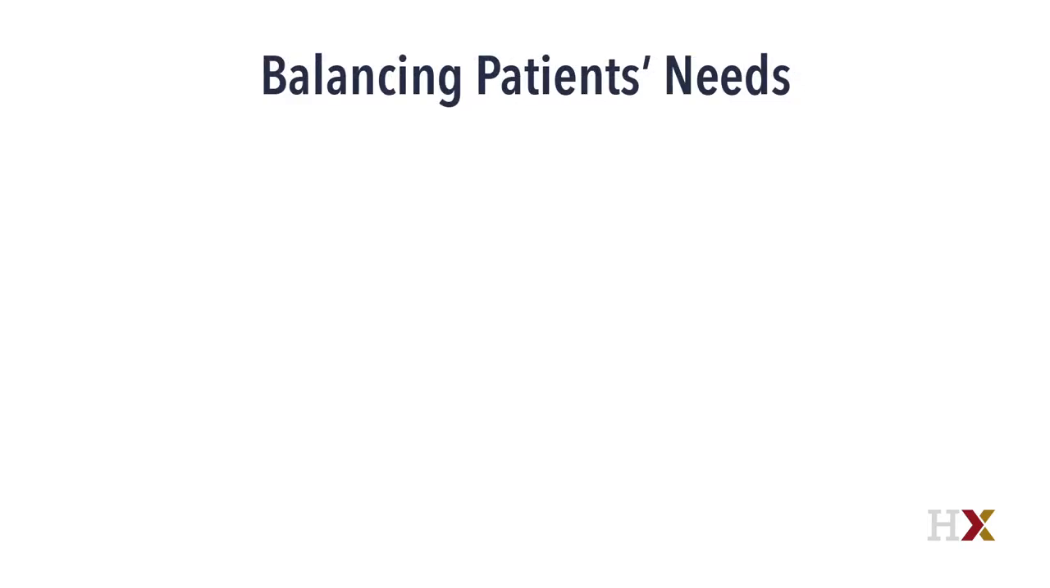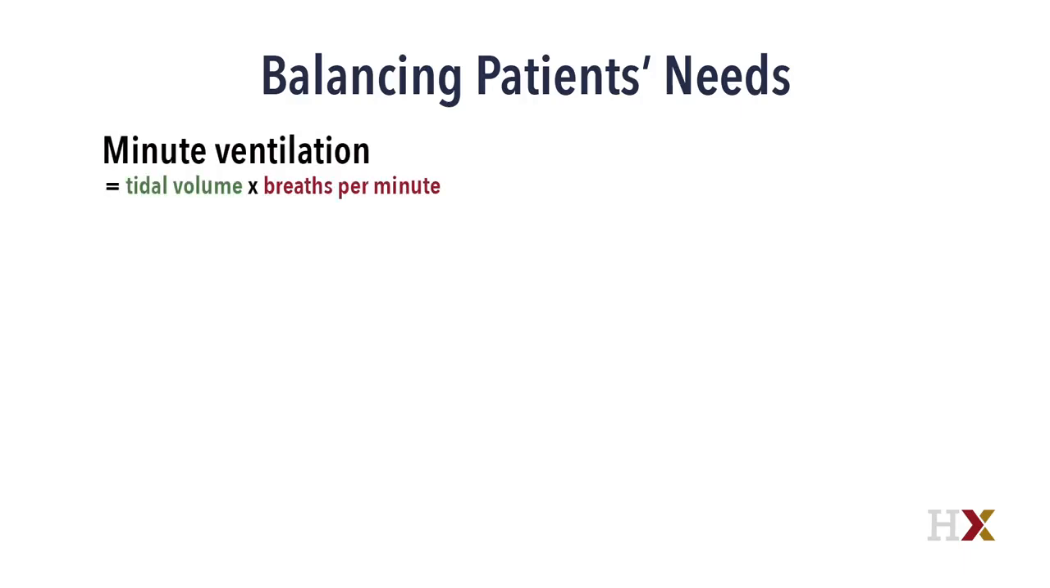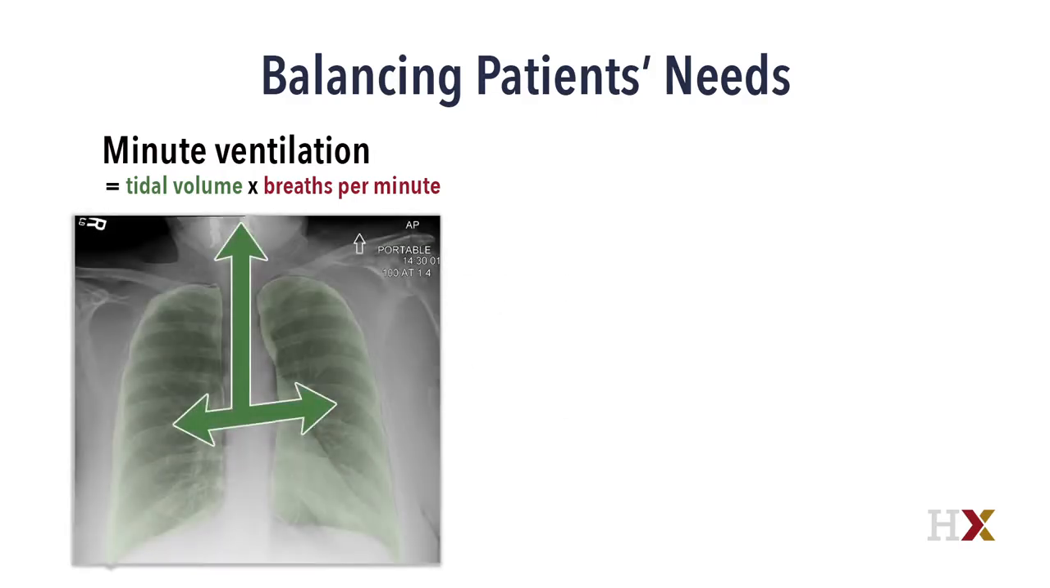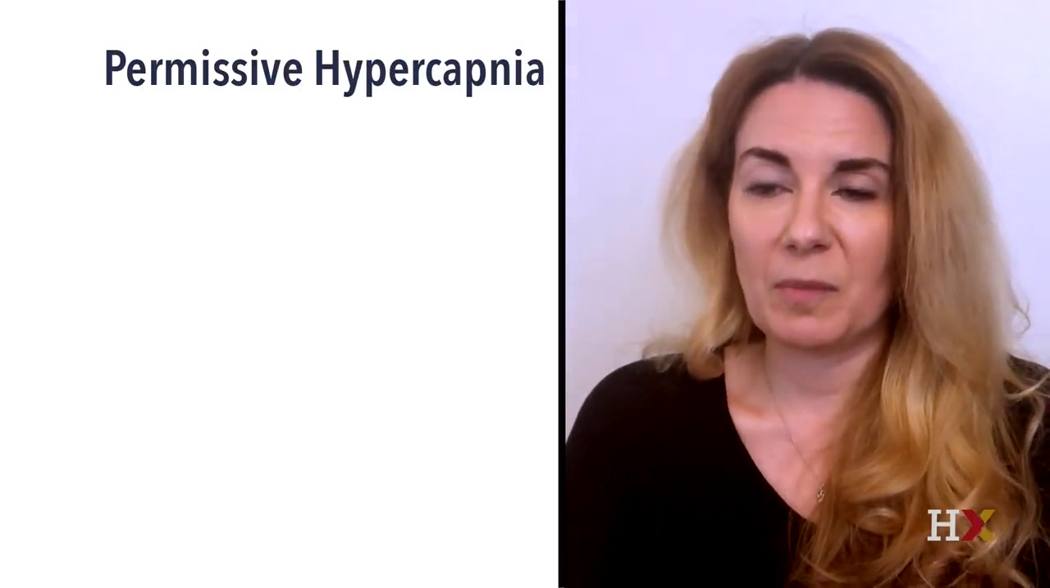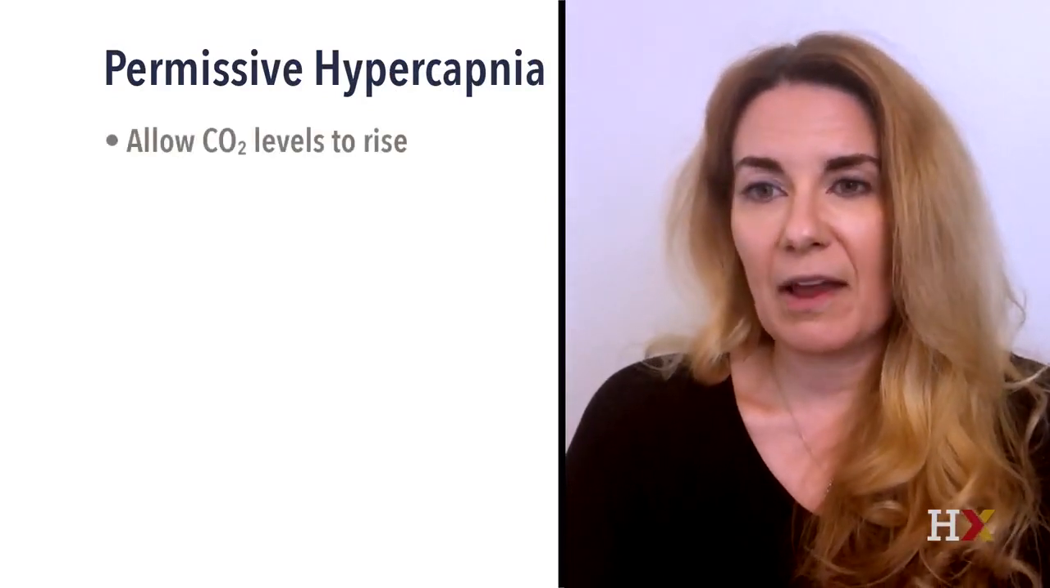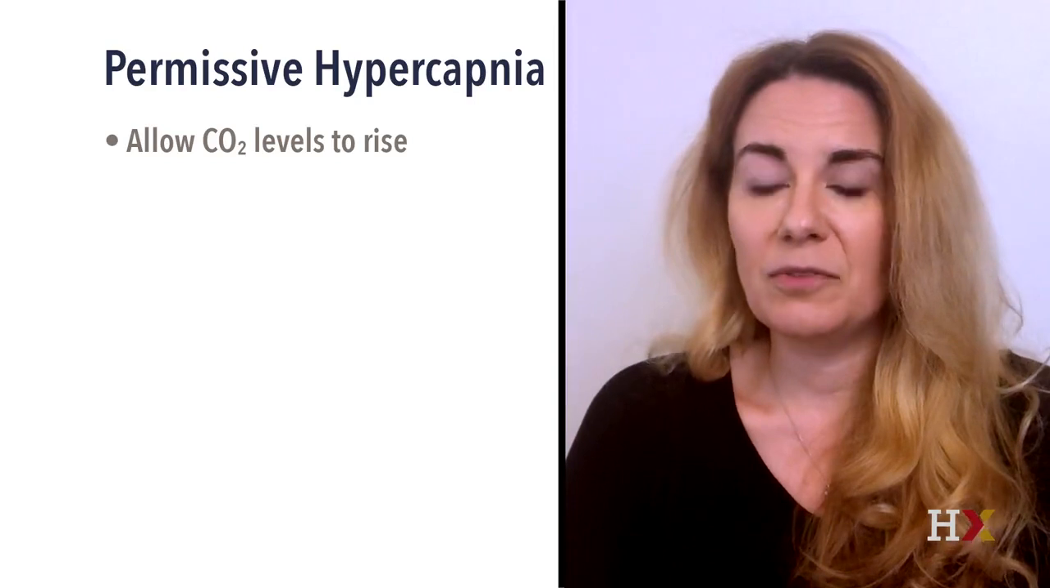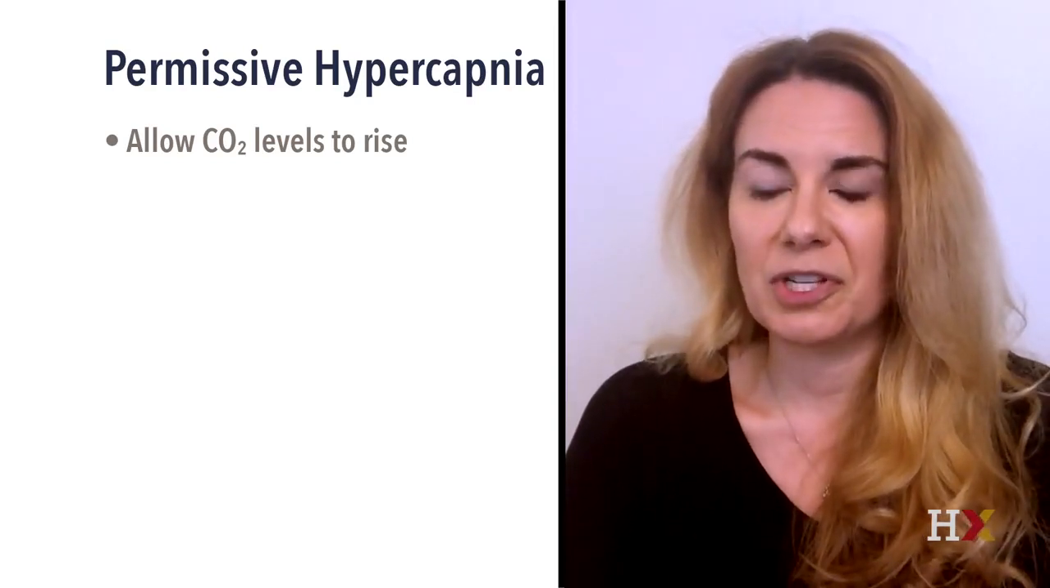As we're thinking about ventilating patients with ARDS, we also have to be cognizant of their minute ventilation. As we saw in the physiology video, minute ventilation is equivalent to the tidal volume and the breaths per minute. As we decrease a patient's tidal volume, we usually need to increase the respiratory rate to keep them at a fairly comparable minute ventilation. We can certainly allow patients to have permissive hypercapnia, or allow the CO2 to rise above what we would normally consider to be an acceptable range.